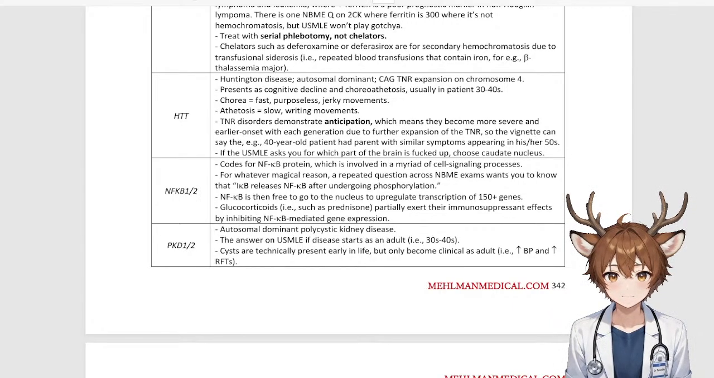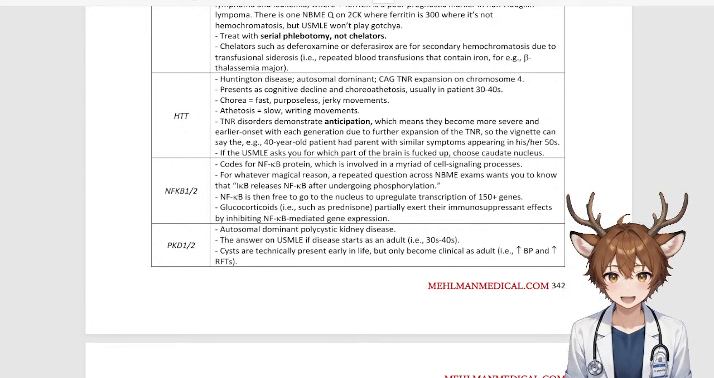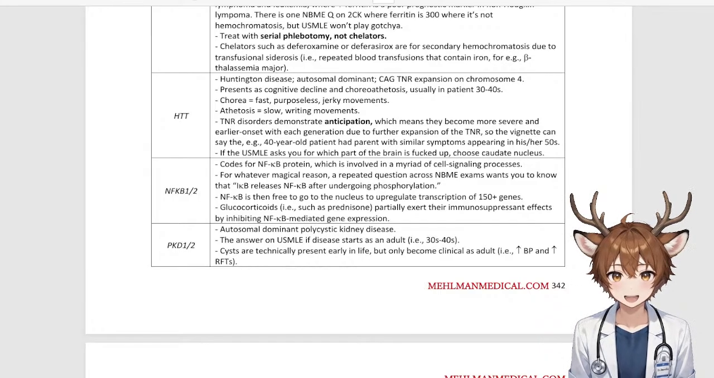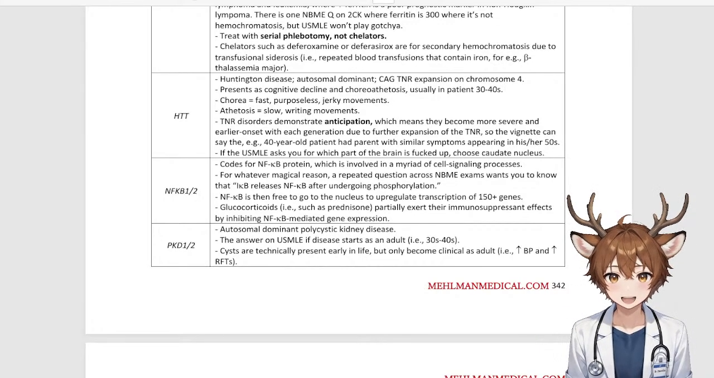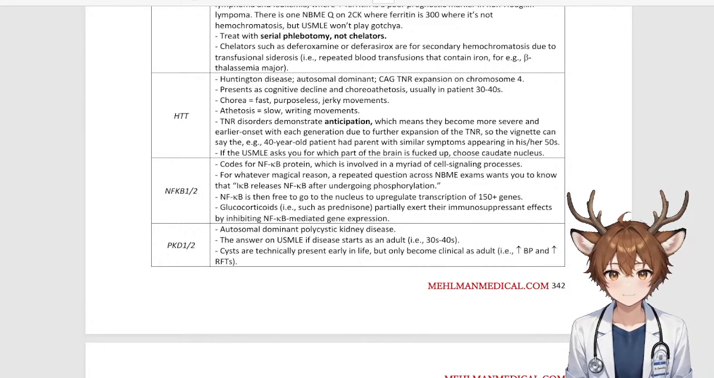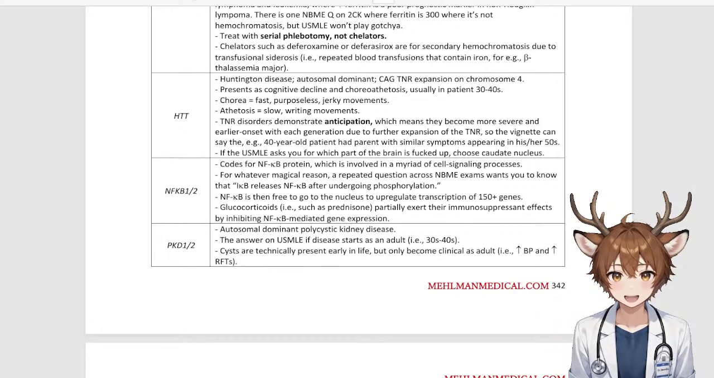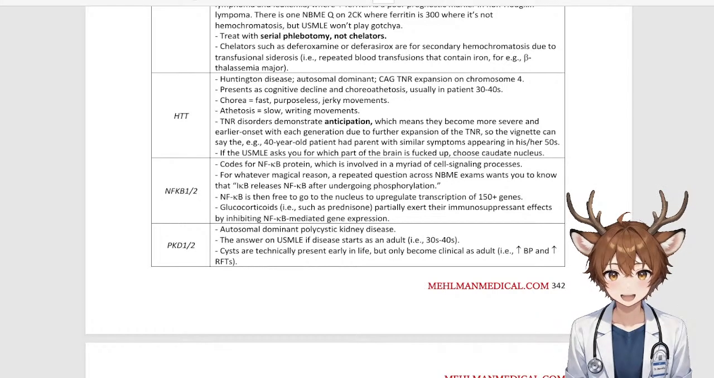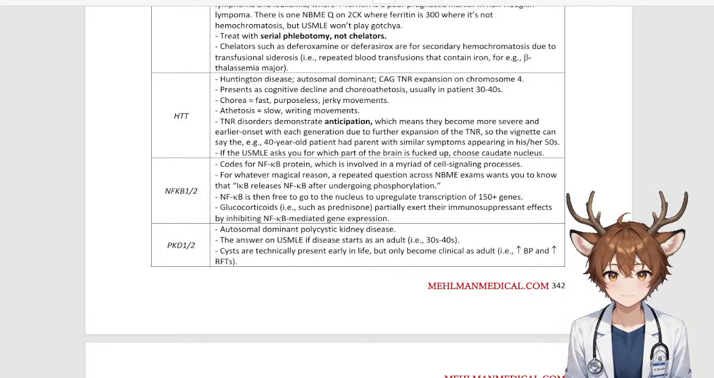HTT. Huntington's disease, autosomal dominant, CAG TNR expansion on chromosome 4, presents as cognitive decline and choreoathetosis, usually in patients' 30s and 40s. Chorea means fast, purposeless, jerky movements, but athetosis means slow, writhing movements. TNR disorders demonstrate, just for reference, can I just get a reference right now, TNR disorder? Trinucleotide repeat.